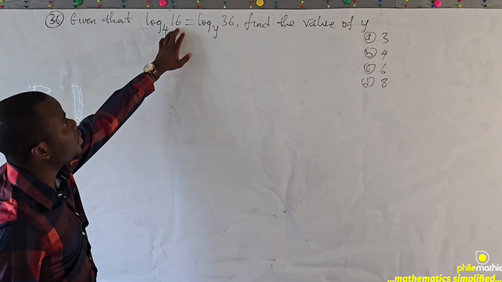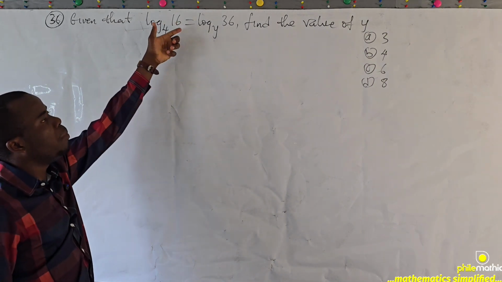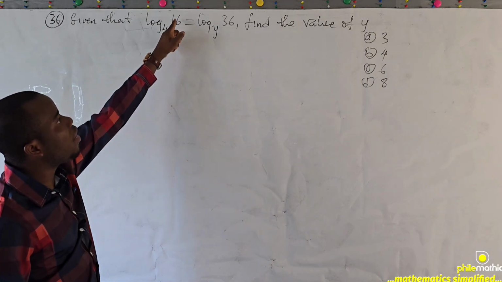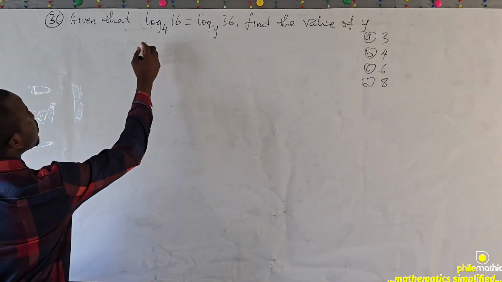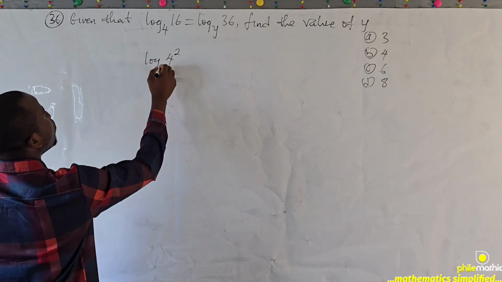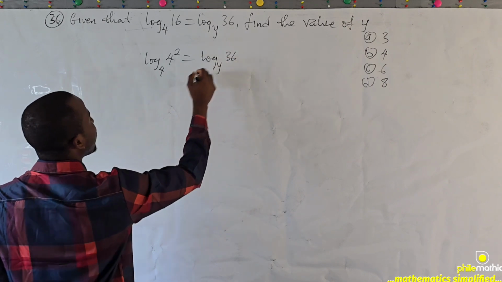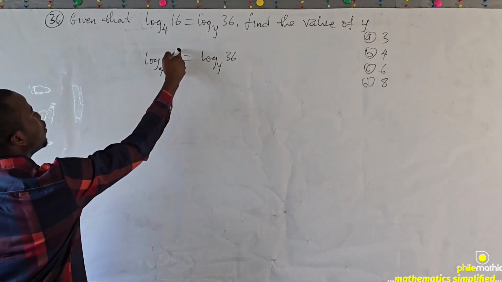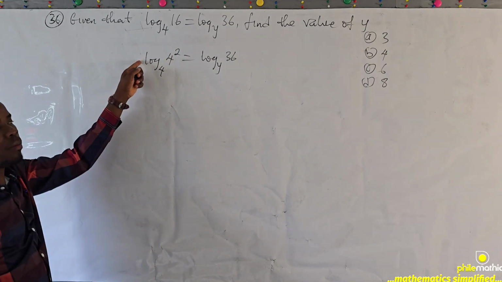We see that this is log 16 base 4. We can put 16 in base of 4 so that we'll have log to the same base. And how do we do that? This is log 4 squared base 4 equals log 36 to base y. This is from laws of logarithm. The power can multiply the logarithm.